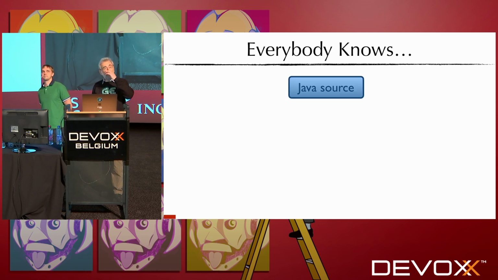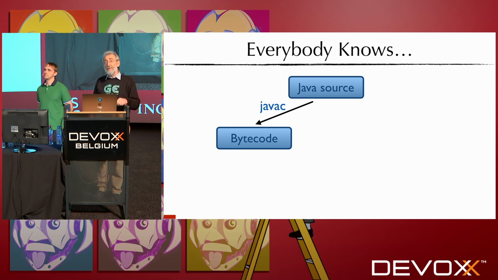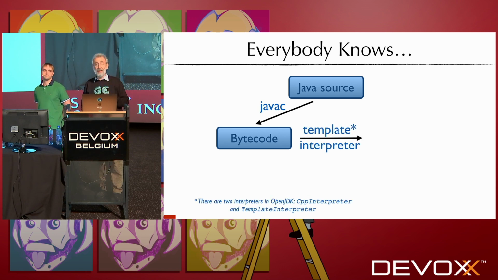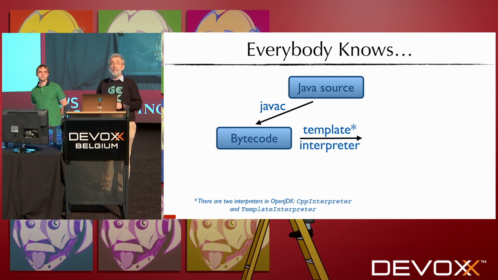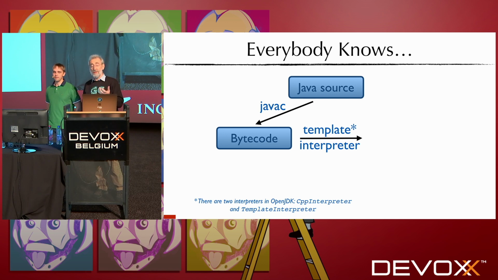So we'll start off with what basically everybody knows. We think everybody knows this. You write your Java source code, you run it through javac, and you get some bytecode out of it. So everyone knows that the Java virtual machine is based on bytecode. And to start off with, at least, we'll see that at the beginning, this bytecode is interpreted. And we'll see exactly what interpretation means. The interpreter... Two interpreters, in fact, are called the template interpreters, and we'll see why.